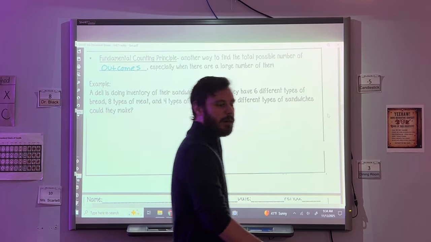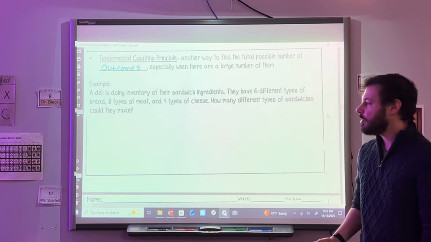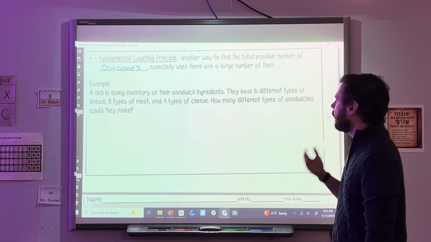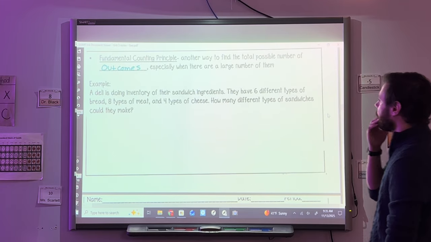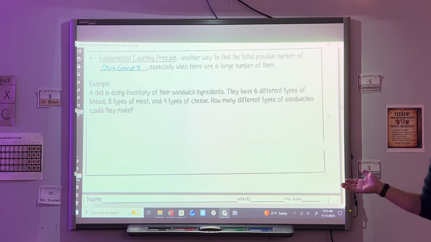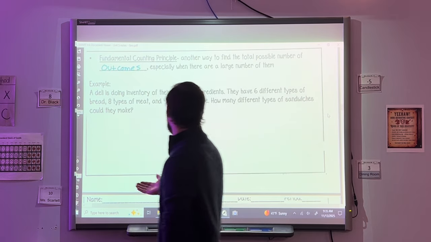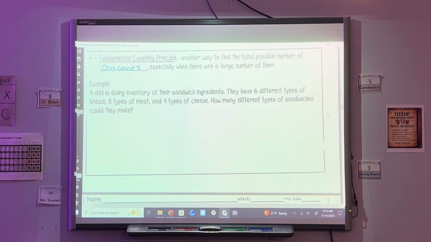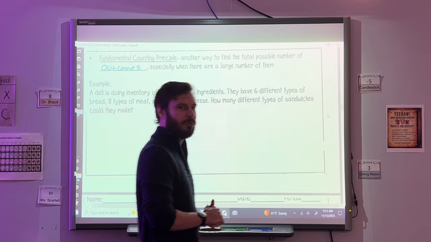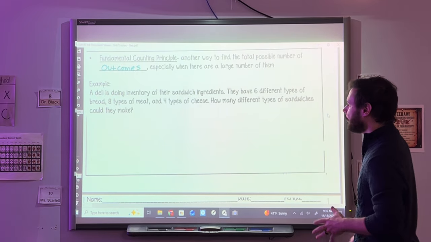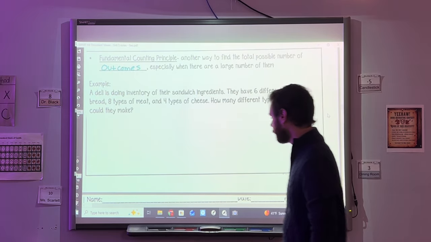Now, a tree diagram is a good way to visually see this, but it takes a lot of time to do that. So there's a better way. The fundamental counting principle. If for example, we're gonna make a tree diagram out of this problem, that would be terrible. Adelia's doing their sandwich stuff. They have 6 different types of bread, 8 meats, 4 cheeses. How many different combos can they make? Now, you wouldn't want to sit there and do little trees for all of these things. It would take way too long. So, there's a simpler way.